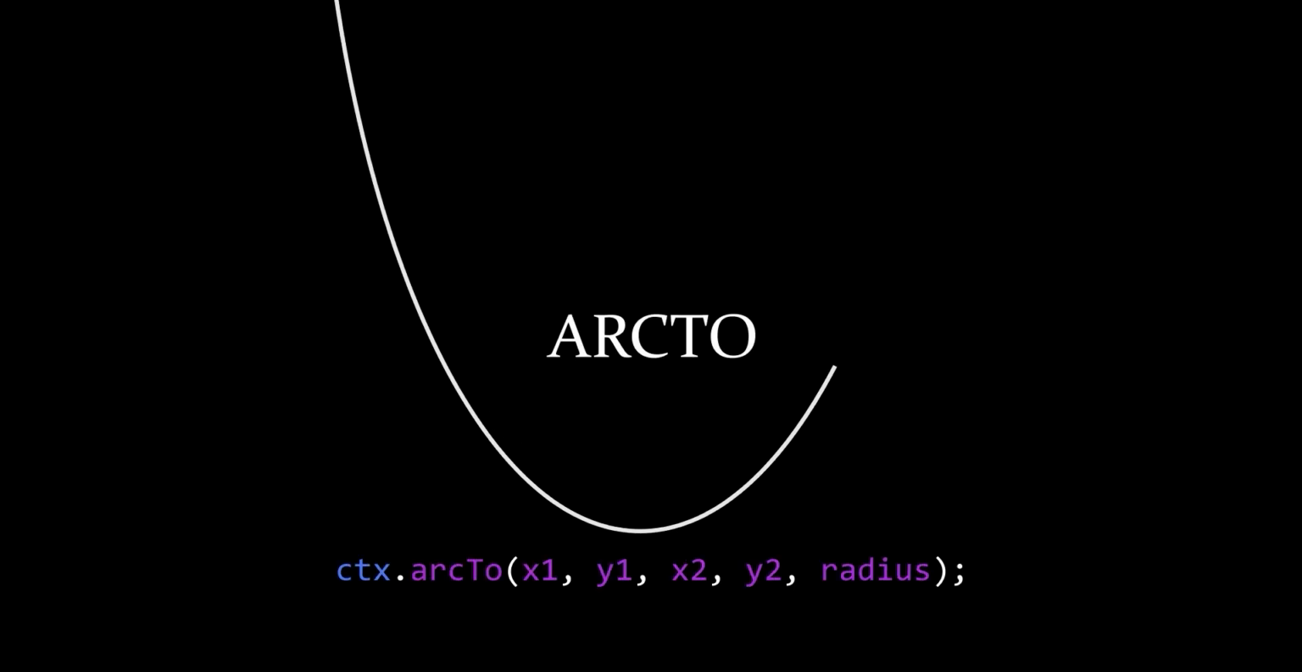Now let's look at arcTo. This one can be a little confusing if you are new to Canvas 2D, so pay close attention. arcTo is used to create a curved corner between two lines. We do not use it alone. It is usually combined with other path methods.